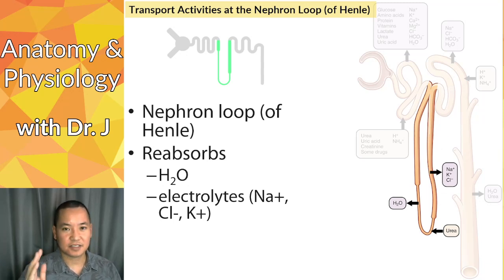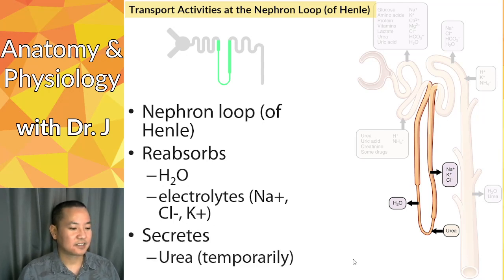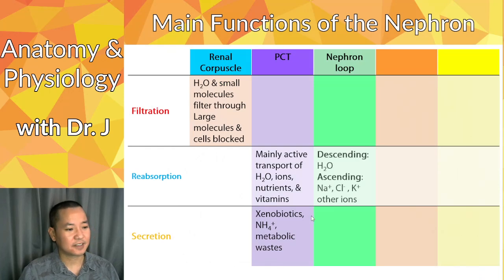It's thick, so it's impermeable to water at this point. But you're going to pump out all these electrolytes like sodium, chloride, and potassium into the renal medulla. It also secretes urea, but temporarily, and I'll cover why shortly. So for the nephron loop, the main thing is water and salt and electrolytes, especially sodium, chloride, and potassium.